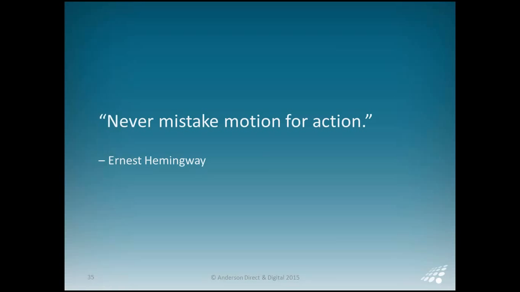Ernest Hemingway said, "Never mistake motion for action." And you can get people to your site and you can get them to look around, but you have to ask them to take action.